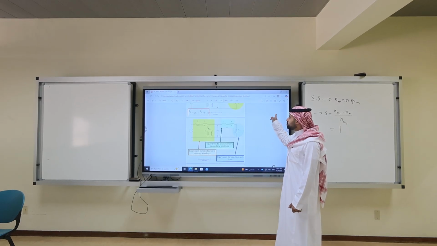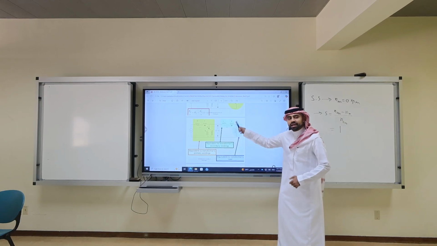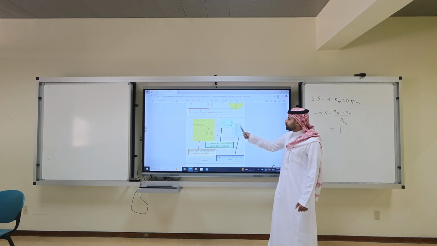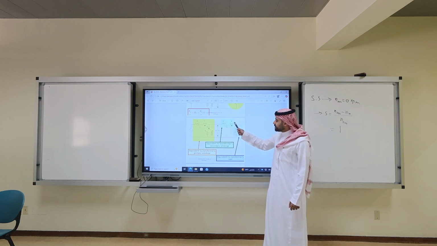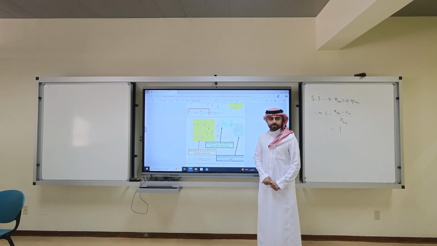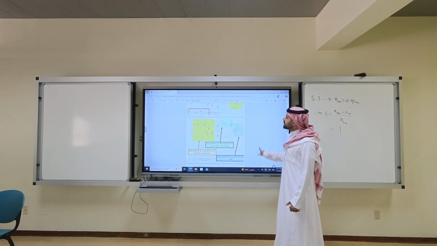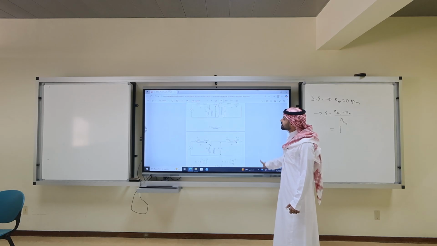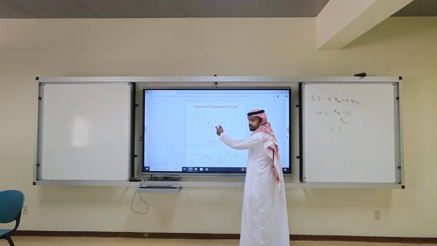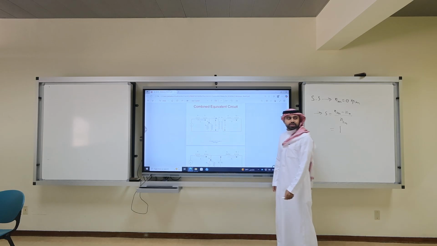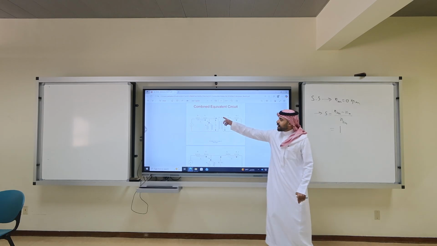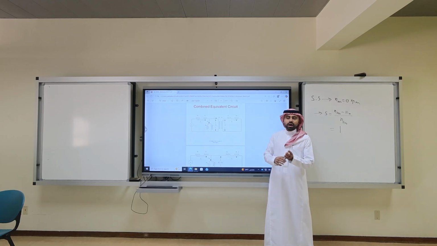Why we do this trick? To resemble this in the transformer circuit. This is the load, this is the secondary part of the transformer, this is the primary part of the transformer. And find that the circuit is originally separated. We call it galvanic isolation. It's physically separated by the air gap, اللي هو الهواء.